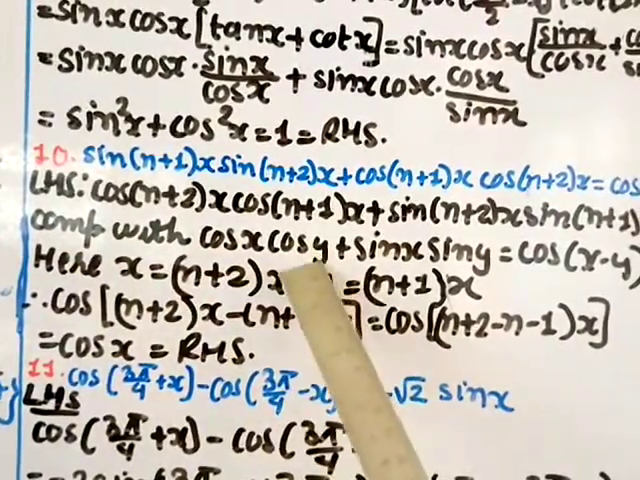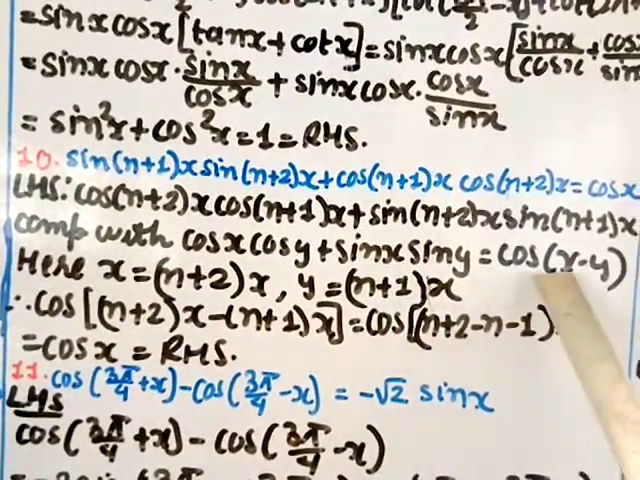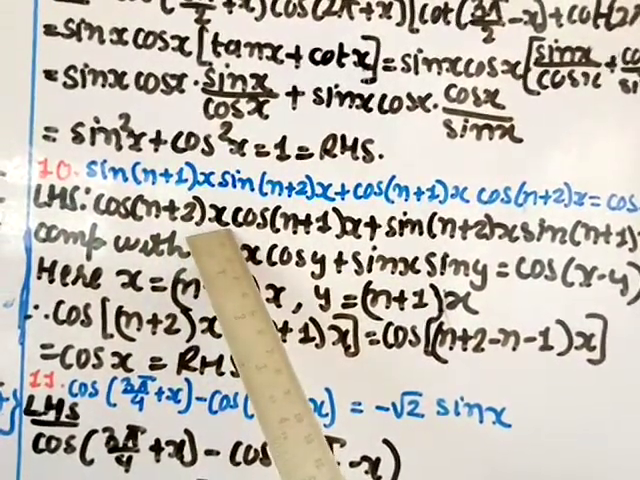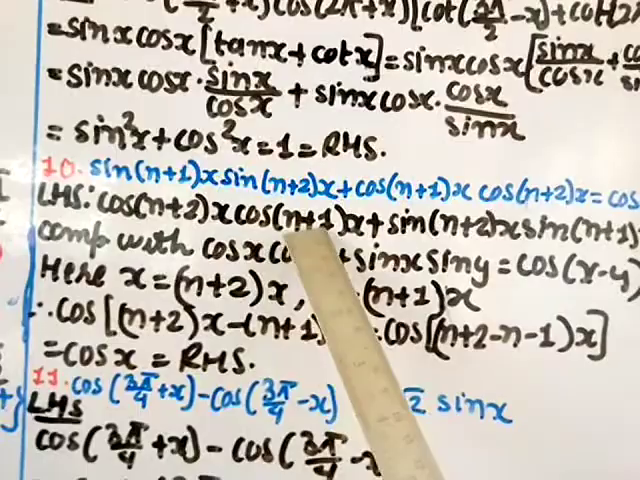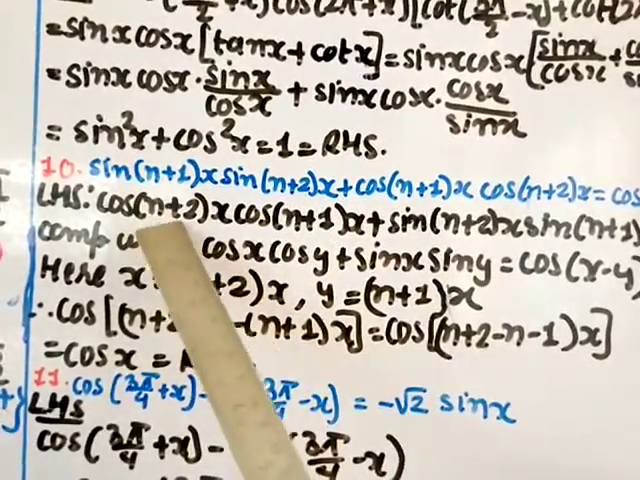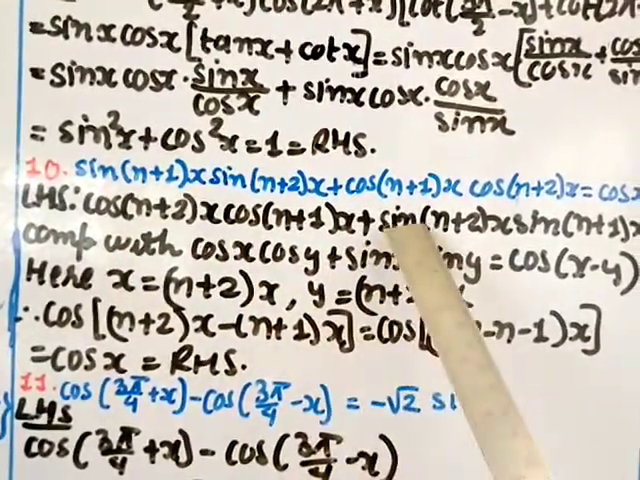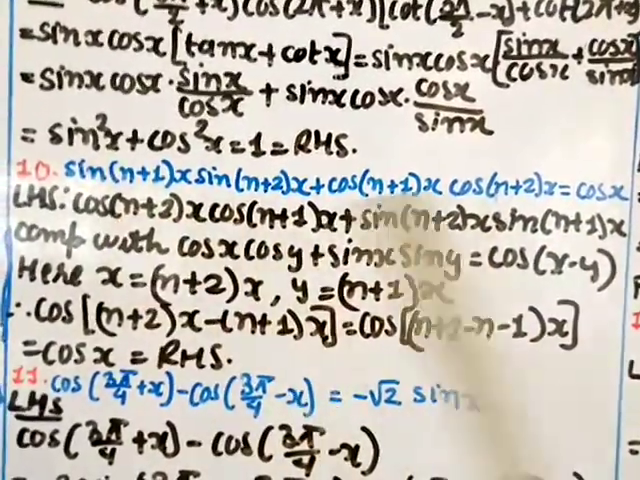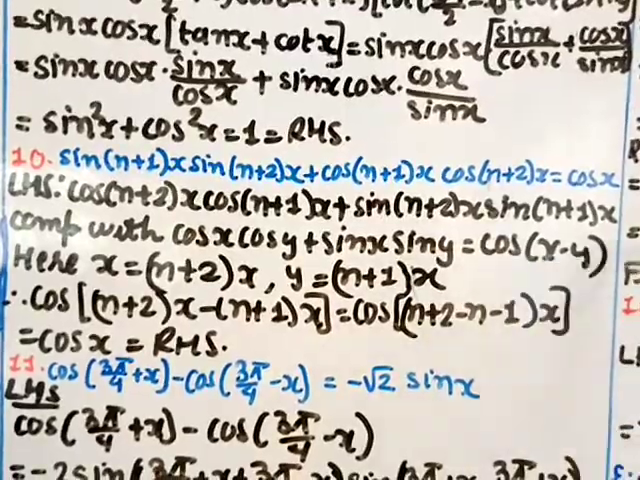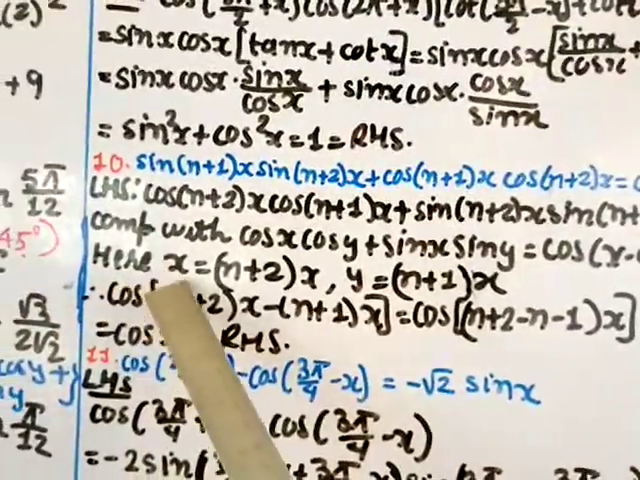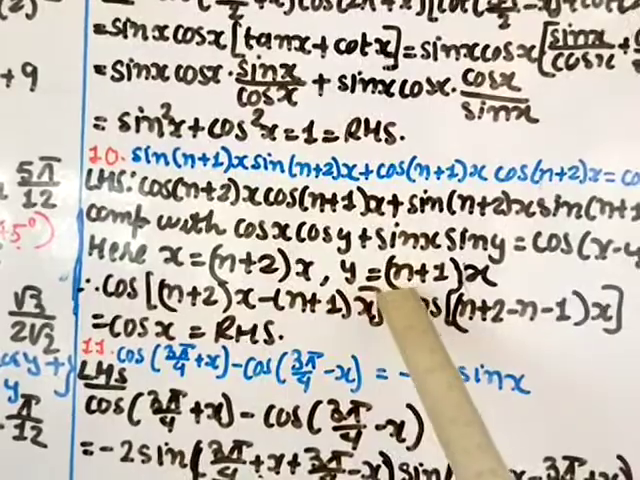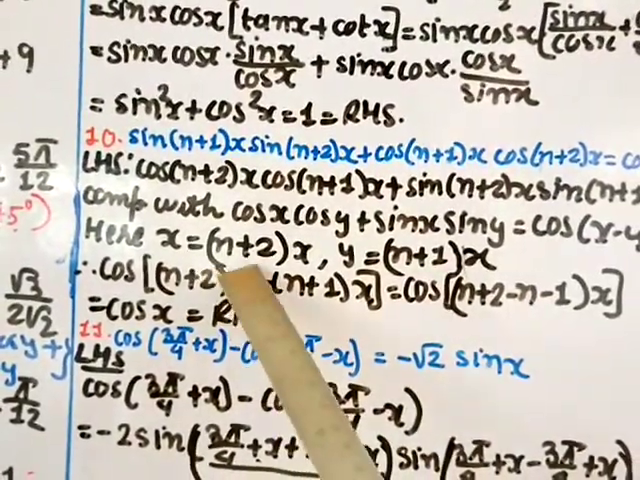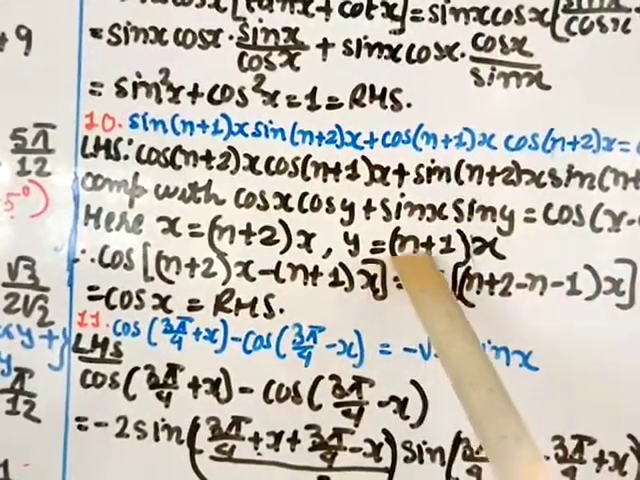Comparing with cos x cos y plus sin x sin y equal to cos(x minus y). So here instead of x you have got (n+2)x, and instead of y you have got (n+1)x, because you see cos this one plus sin same value for x and same value for y. Okay, these two values are same, so we can compare, and this answer is cos(x minus y). So I write here x equal to (n+2) into x and y is equal to (n+1) into x. Okay, so I directly write cos, instead of x I'll write (n+2) into x, minus y, (n+1) into x.